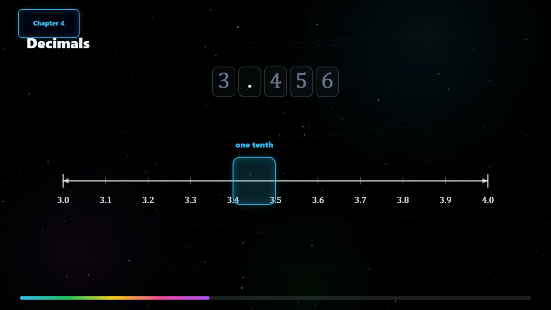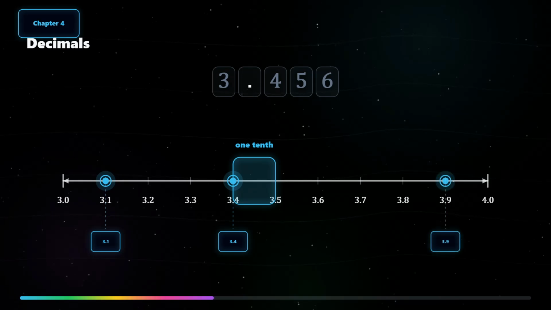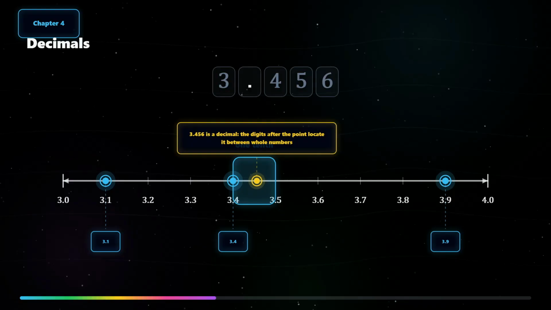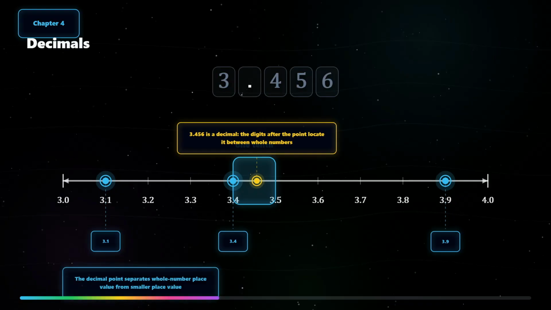Decimals can sit between whole number ticks. 3.1 sits between 3 and 4. 3.4 sits between 3 and 4. 3.9 sits between 3 and 4. 3.456 is also between 3 and 4, but it is more precise. The decimal point separates the whole number part from the smaller parts. The more digits you have after the decimal point, the more accurately you can describe the position.